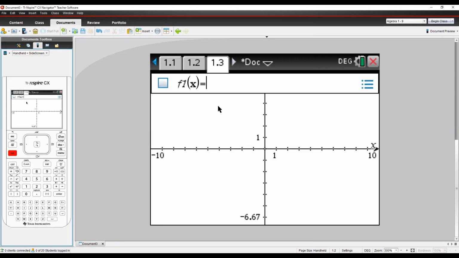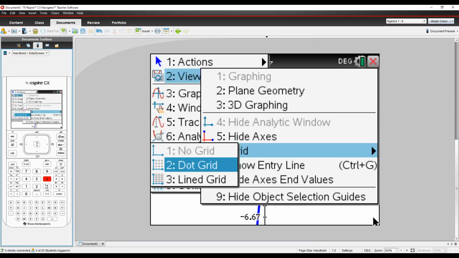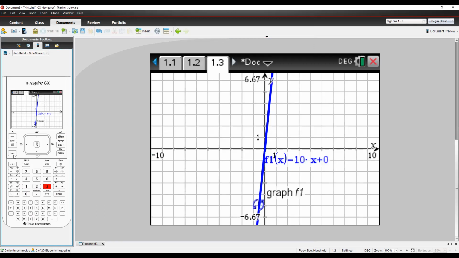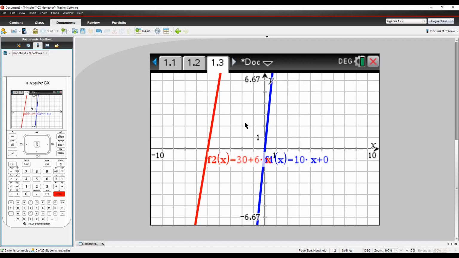He was going 10x, and we can put plus 0. It doesn't matter. So the y-intercept was 0, and then if we graph it, press enter, that's what the graph looks like. Let me put some grid lines in here. Menu 2, 6, 3, and then we're going to do Ayla. Ayla starts 30 feet ahead of him, but she's going 6 feet per second. So now if I put hers down there, we got this.